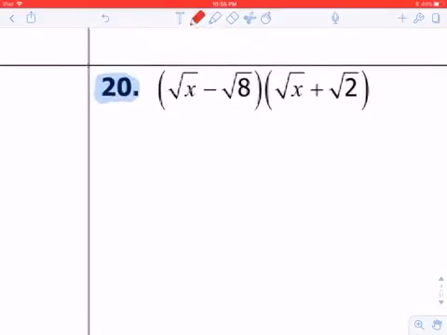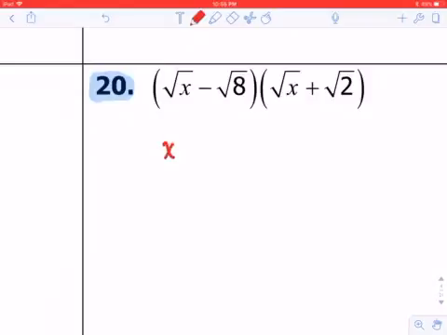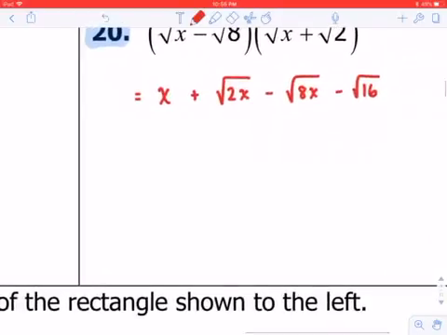FOIL this. Radical x and radical x is x. That's your first term. Your outside terms, next up is going to be positive, so plus the square root of 2x, because I'm multiplying now, so I don't care if they're not like terms, I just multiply them together. Next up, I have minus the square root of 8x, and my last terms are minus the square root of 16, 8 times 2. Again, you multiply, who cares if they're alike or not, you just multiply them. Don't really worry about it.